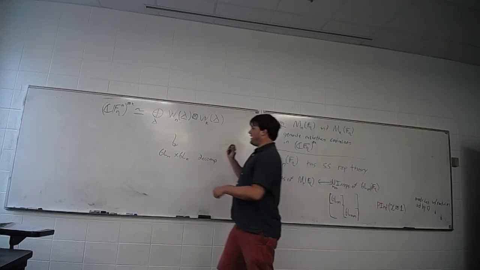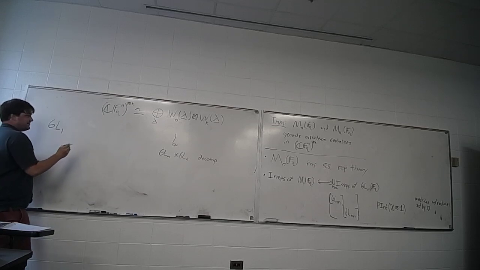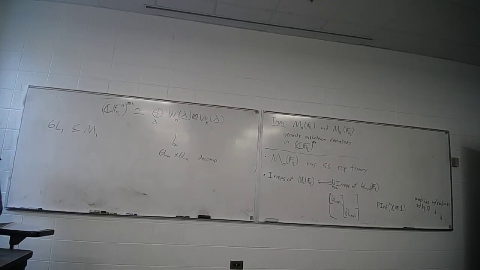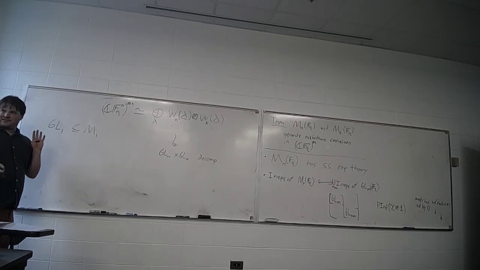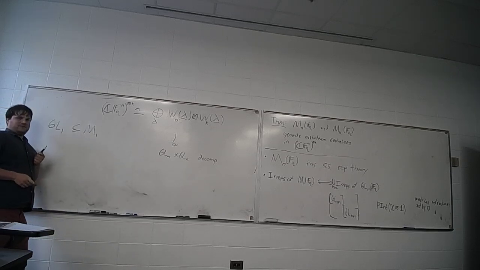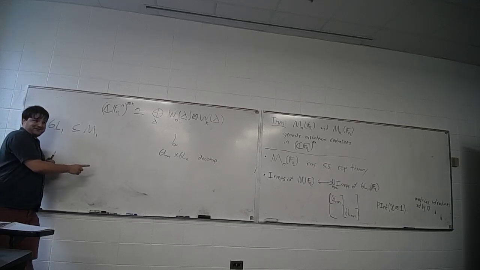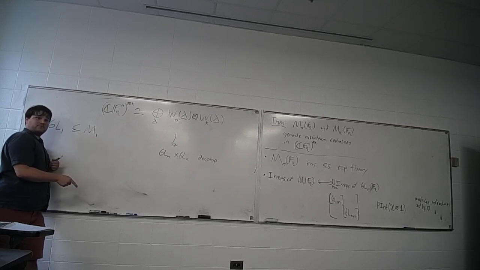So maybe as an example, if I look at GL1 sitting inside 1x1 matrices, so as simple as possible, this monoid actually has two trivial representations. One of them is the representation where every matrix acts by the identity. And the other one is where the invertible matrices, so just the non-zero elements, act by the identity, but 0 acts by 0.